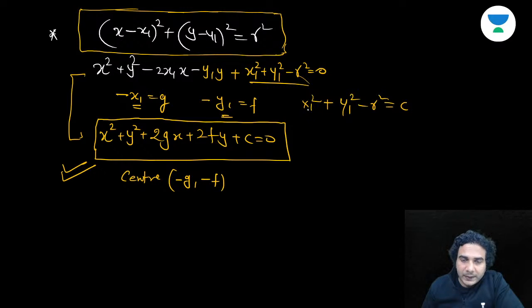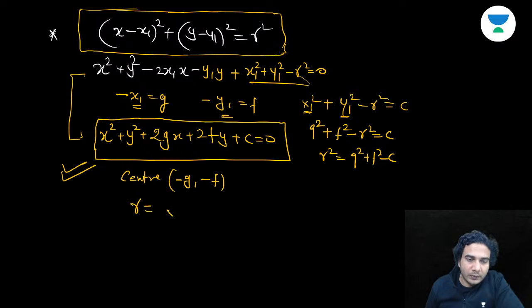And also radius, if you put minus g and minus f in places of x1 and y1, it will become g square plus f square minus R square is equal to c, and you'll get R square is equal to g square plus f square minus c. So you'll get the radius is equal to under root of g square plus f square minus c.